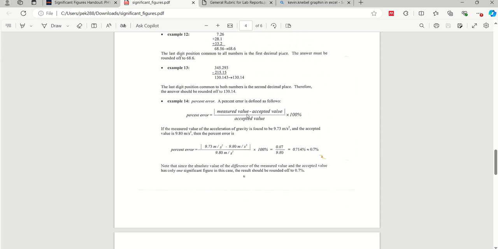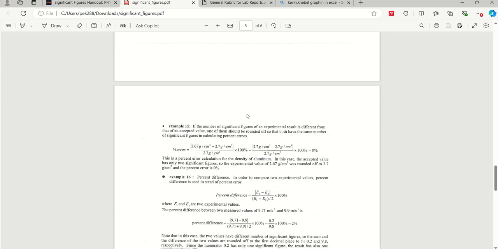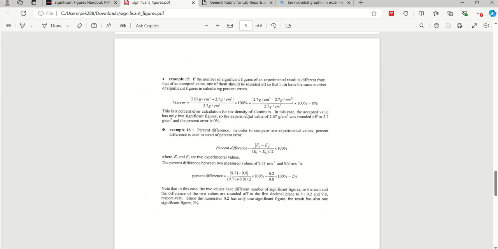So know this equation. And then the other one is percent difference. Percent difference is basically when you have two experimental values and you want to compare them to each other. So you do one experiment and you do a different experiment that basically means the same thing, and you want to compare those two values, then we do percent difference, and that equation is given right here. So those are the two equations that we're going to be using a lot.